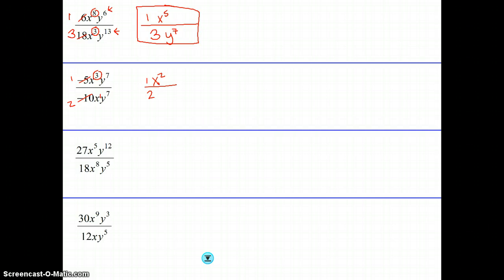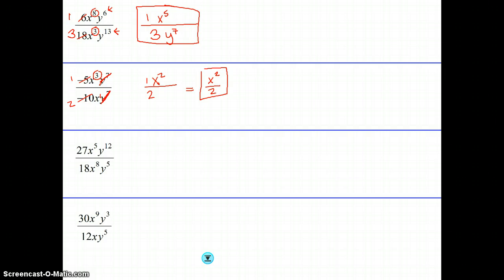My y's, I have y to the 7th over y to the 7th. Those are going to cancel each other out completely, so there are no more y's in my expression. I can rewrite this without the 1, although I did not do that above, to get x to the 2nd over 2.